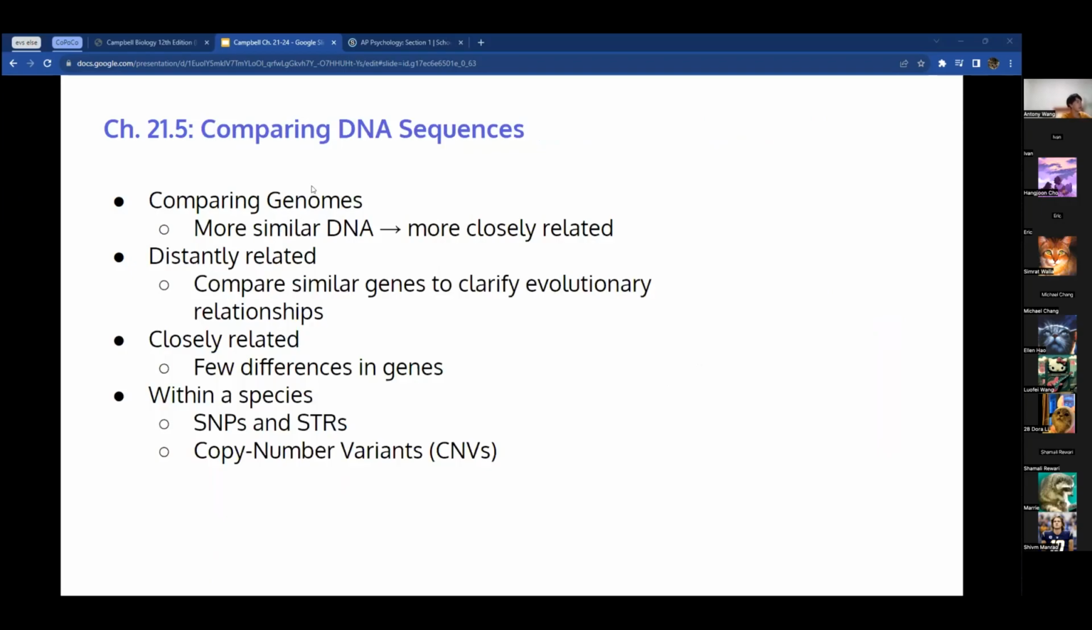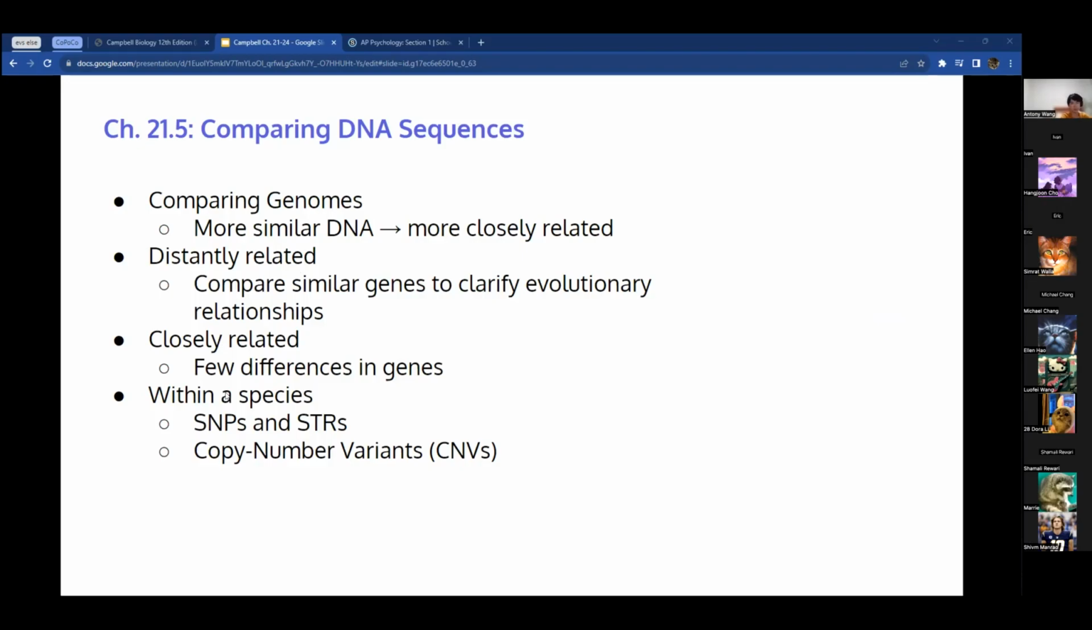Comparing DNA sequences, comparing genomes: more similar DNA means that two species are more closely related. This makes sense. If a species diverged recently, before they diverged their genomes were mostly identical, and the time since they've diverged is proportional to the time that mutations can accumulate. For distantly related species, compare similar genes to clarify evolutionary relationships. Closely related species have few differences in genes.